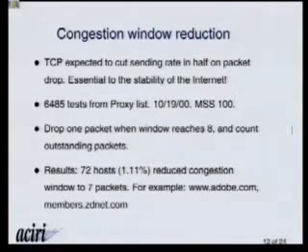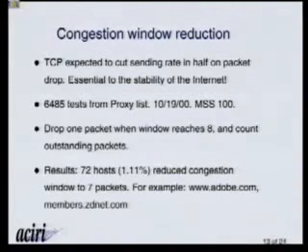Congestion window reduction. TCPs are expected to cut their sending rate in half on each packet drop, and this is essential to the stability of the internet. TCPs reduce their sending rate when they encounter congestion, which they find out by experiencing a packet drop. We ran about 6,000 odd tests from the proxy list, and the way we did this was we let the sender window reach about 8 packets, and then we dropped 1 packet.